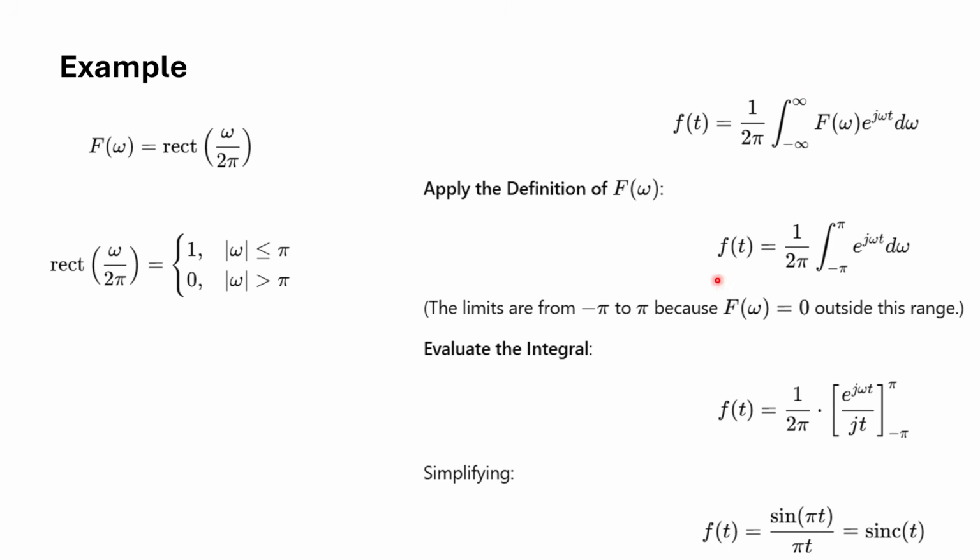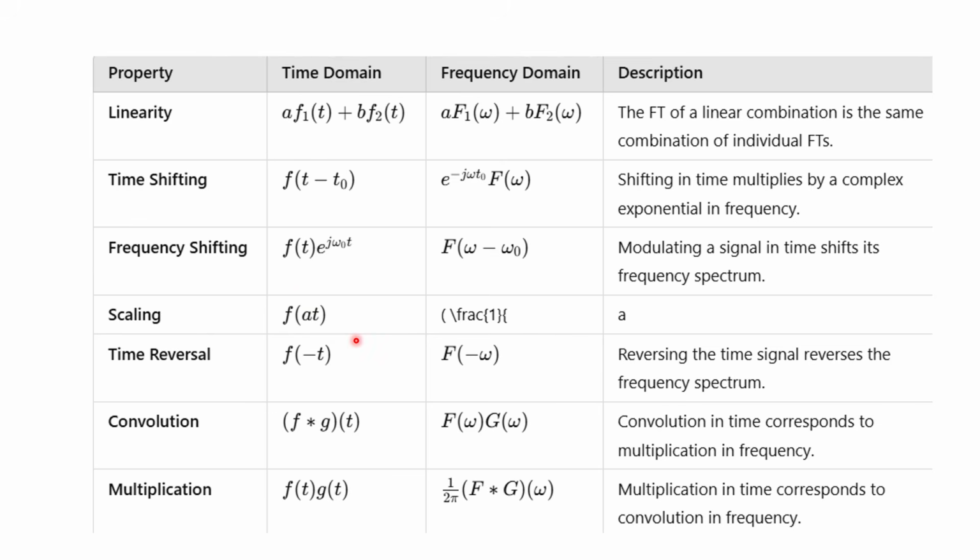So F of omega is 1 between plus minus pi. So 1 into this, and then integrate it over minus pi to pi, you will get this sine function. You can convert using Euler's formula, and you will get sine pi t by pi t. So this is the sinc function, clear? Similarly, you can get the inverse Fourier transform of all these.